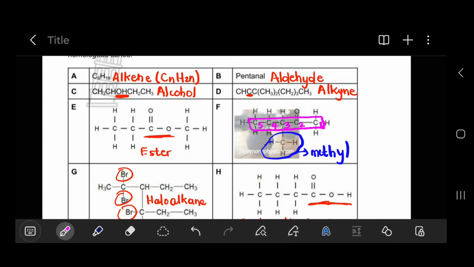So let's name this. This is going to be 3-methylpentan-2-one. Okay, so there we go, 3-methylpentan-2-one. So the 3 indicates the carbon that the methyl is on, and the 2 in between the parent chain indicates the position of the functional group. So that double bond oxygen was on the 2nd carbon.